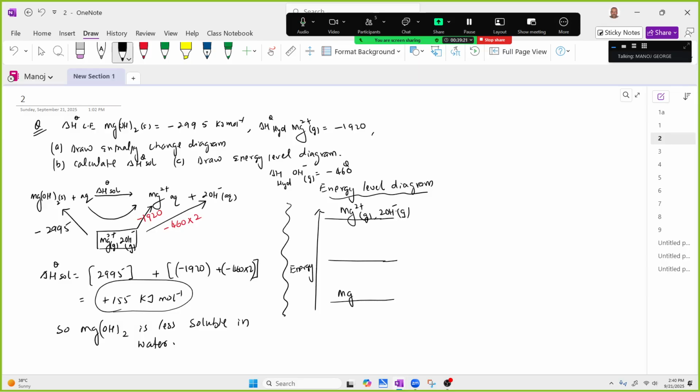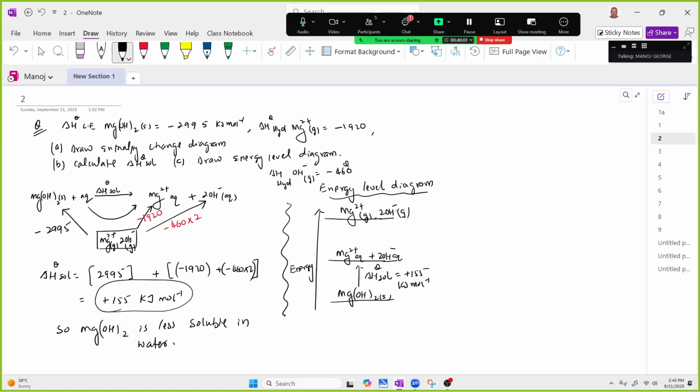So if I keep magnesium hydroxide solid here, from here to here I can get Mg2 plus aqueous and 2OH minus aqueous, and this is going to be called my delta H solution, which is plus 155 kilojoules per mole. Because it is positive, we are going up. Does that make sense to everyone? Please confirm. Yes, sir. Everyone is okay. Because it is positive, the aqueous ions will have higher energy than the solid.